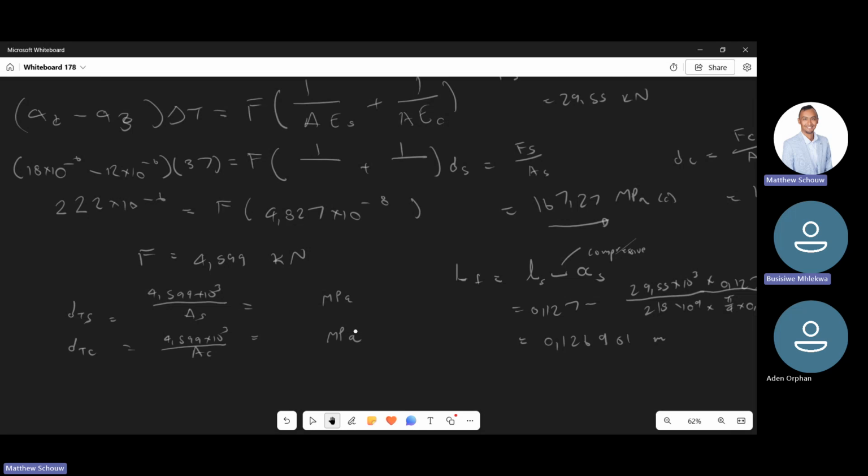For copper it is 14.639 megapascal. 14.639, yes, sir. Okay, it's compressive. That's very important. Okay, give me the steel. What's the steel value? Constant.